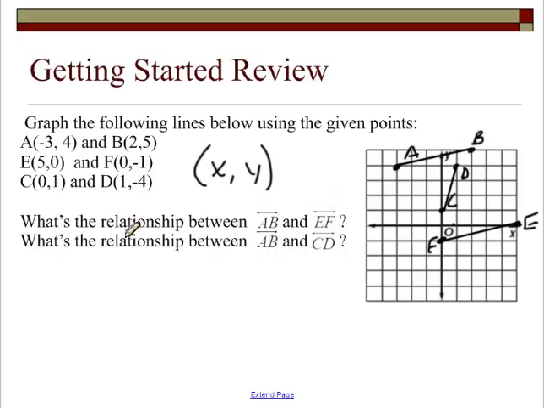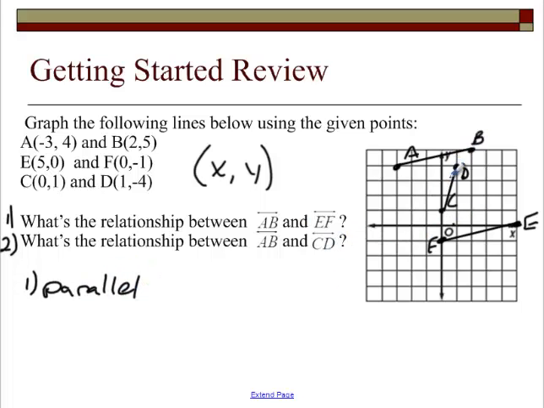Remember, relationships for lines are either intersecting, parallel, or skew. Are those two lines, AB and EF, ever going to cross? The answer is no, because they're in the same plane and they're going up and over at the same rate. So AB and EF, let me number these, I didn't leave myself any space. So the first ones are parallel.